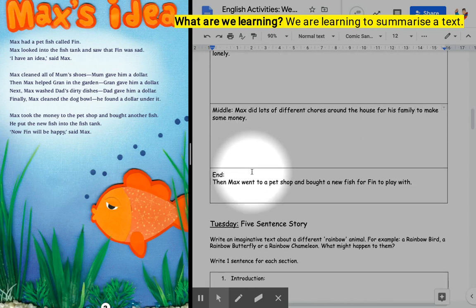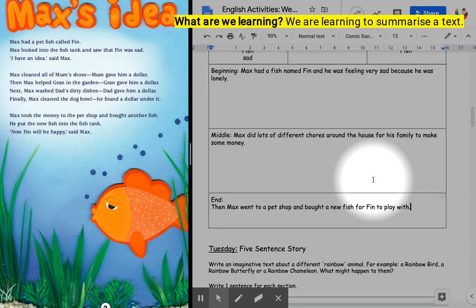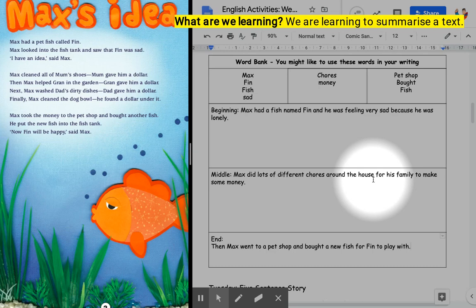I hope so. And then our final sentence. Then Max went to a pet shop and bought a new fish for Finn to play with. I'm happy with that sentence. Okay, that is how we summarize a text.